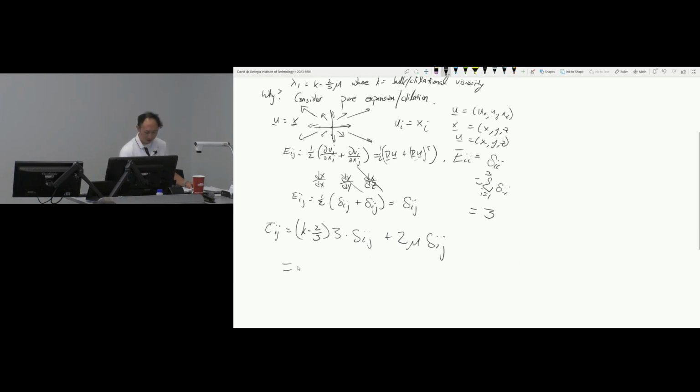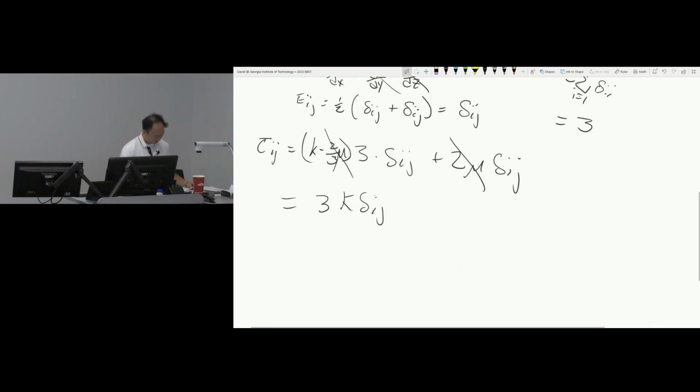Now we're just adding these things together, and see this 2/3 is going to cancel this 2. Oh, sorry, 2/3 mu. So these cancel, and then you're just left with 3 k delta ij. Let's expand it again.